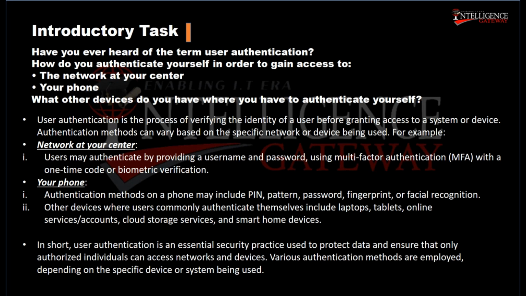Authentication methods can vary based on the specific network or device being used. For example, on the network at your centre, users may authenticate by providing a username and password, using multi-factor authentication (MFA) with a one-time code, or biometric verification. On your phone, authentication methods may include PIN, pattern, password, fingerprint, or facial recognition. Other devices where users commonly authenticate themselves include laptops, tablets, online services, accounts, cloud storage services, and smart home devices.